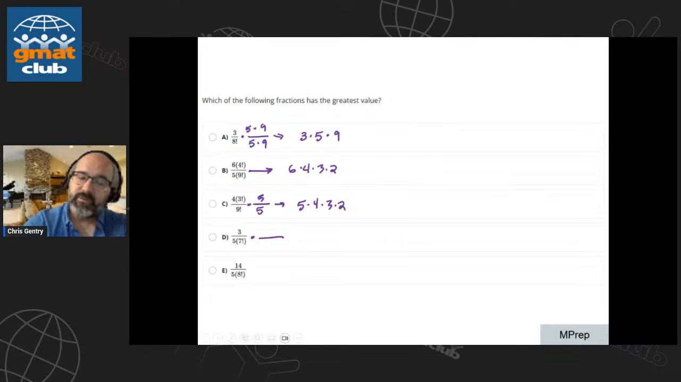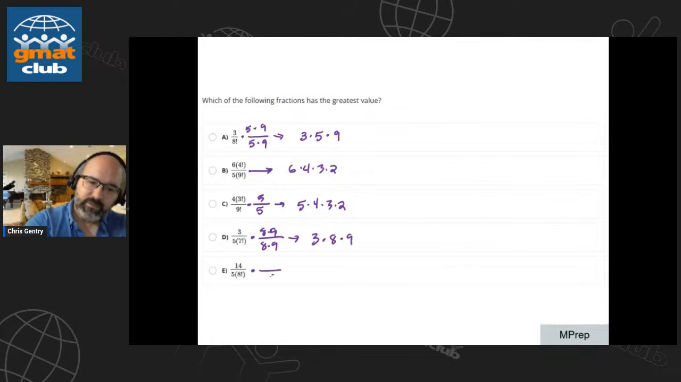Here, that 7 factorial isn't yet a 9 factorial until I get an 8 and a 9 involved. So I'll need an 8 and a 9 in both numerator and denominator there. So I'll have a 3 times an 8 times a 9. Here, that 8 factorial is just missing a 9. So here I'll just need a 14 times a 9, which I'll again break down into a 7 times a 2 times a 9.